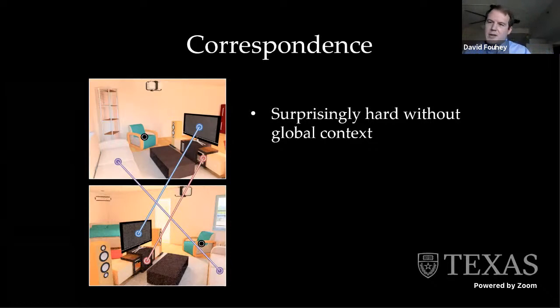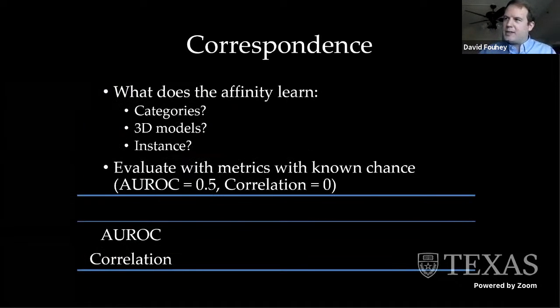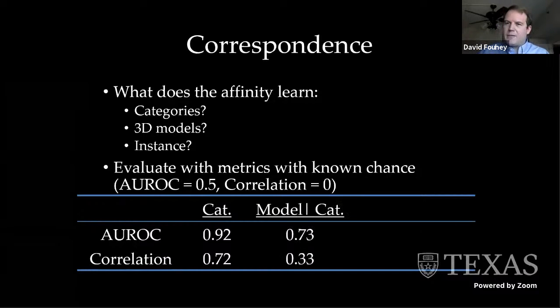And so what we did is we said, okay, before you even analyze how well we perform, we can look at what the affinity learns. We looked at whether it learns categories, 3D models, instances. We evaluated against metrics which have a known chance, so AUROC chance is 0.5. Looking at the affinity, you can predict whether things have the same category or not with about 0.92 AUROC, which is very, very high. If you look at, for example, given that it's the same category, whether it's the same model, you can still do it quite well.